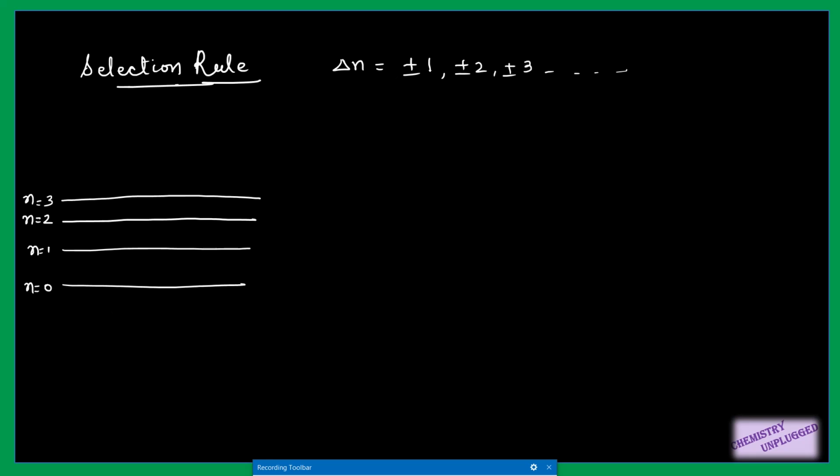So plus minus 1 means, suppose we are taking only the absorption part, a transition from 0 to 1 means the change in the n value is only 1. This is for the harmonic oscillator, and it also applies for the anharmonic oscillator or real bonds, and this transition is called fundamental vibration or fundamental transition. So this is your first fundamental vibration, and then if I take from 1 to 2, this is your second fundamental vibration.